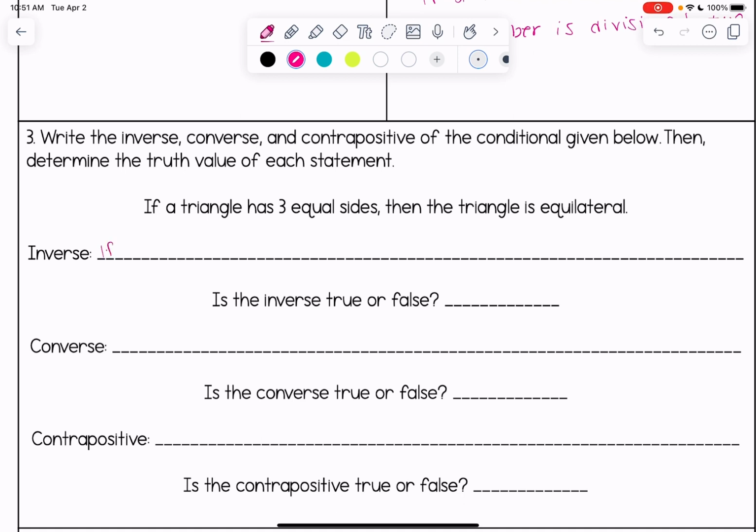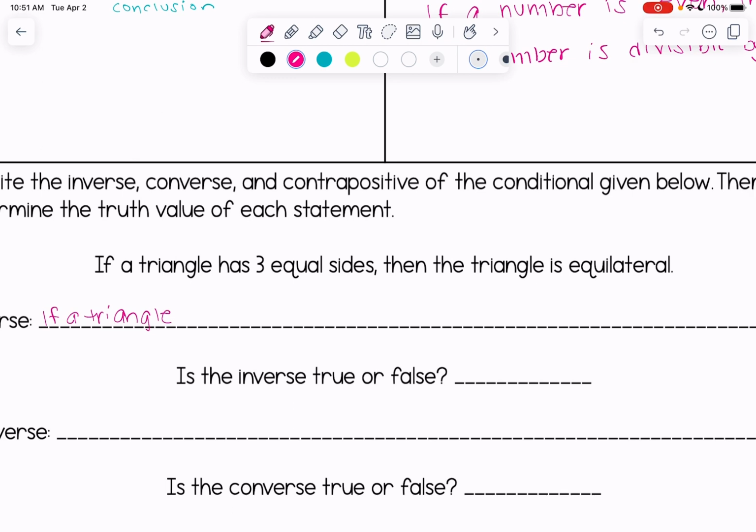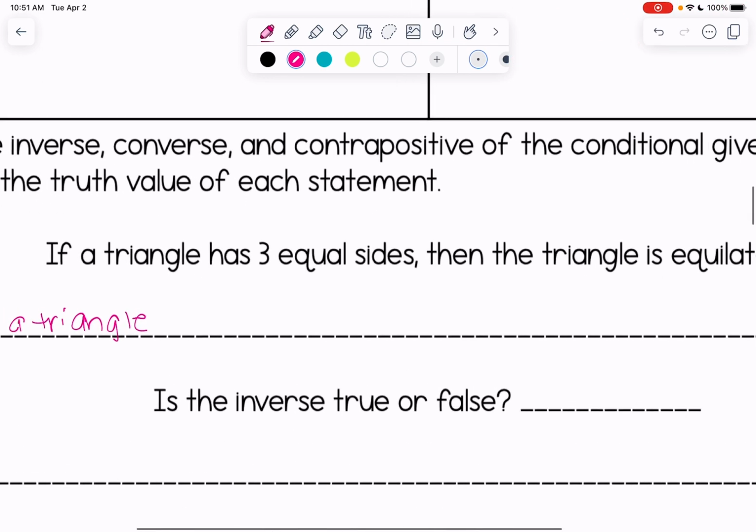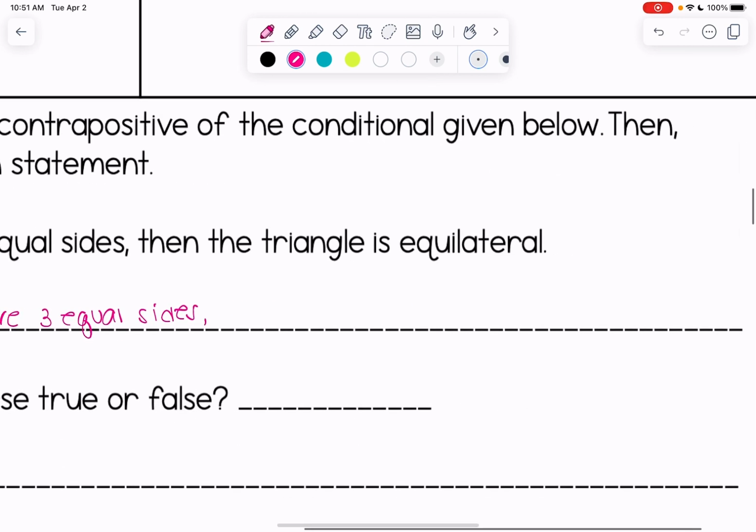So we're going to say if a triangle, and we want to still make sure this makes sense when we read it back to ourselves and it sounds like proper English. So we don't want to just say like if a triangle has not 3 equal sides, right? That doesn't sound right. So we're going to say if a triangle does not have, okay, so sometimes there's a little more rephrasing than just putting the word not in there. If it does not have 3 equal sides, then the triangle is not equilateral.